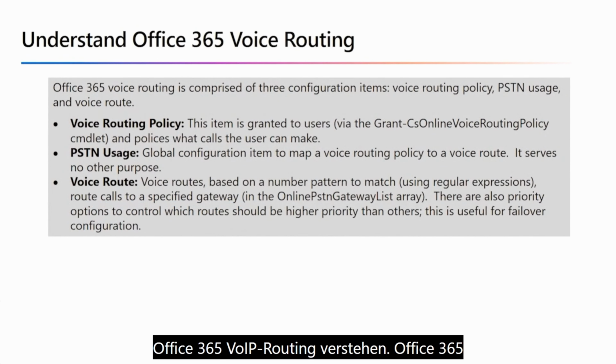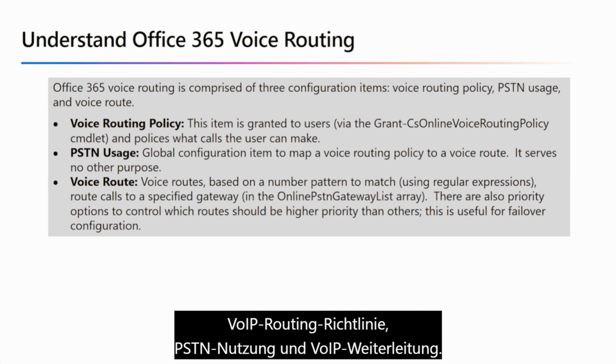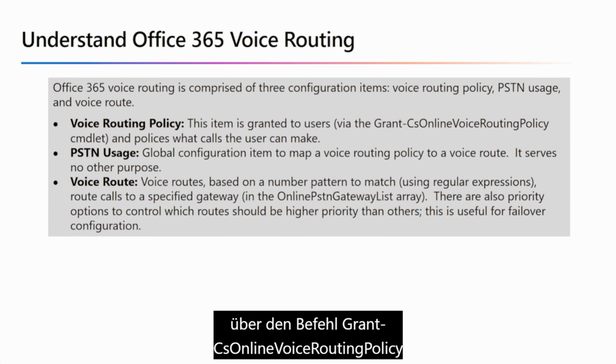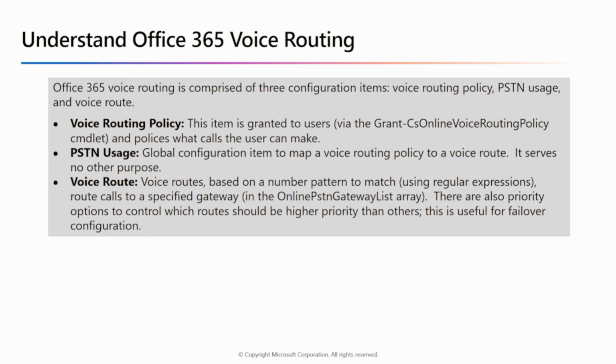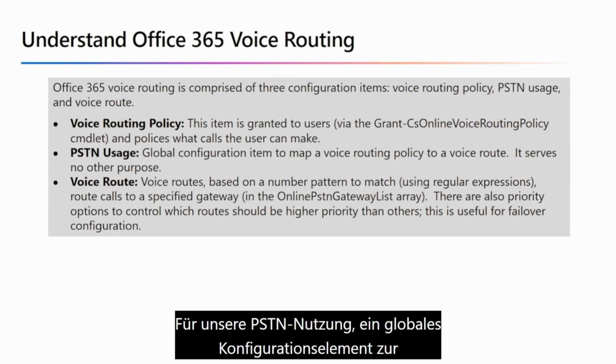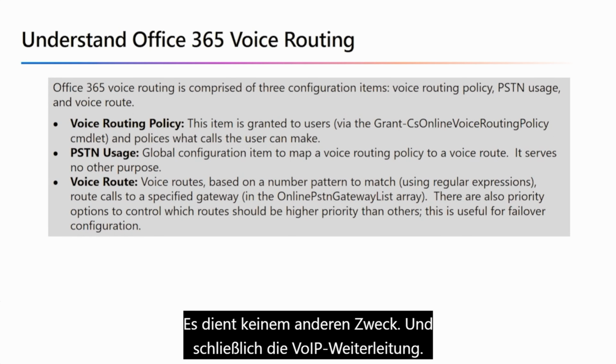Understanding Office 365 voice routing. Office 365 voice routing is comprised of three configuration items: voice routing policy, PSTN usage, and voice route. Voice routing policy. This item is granted to users via the Grant-CsOnlineVoiceRoutingPolicy command and determines what calls the user can make. PSTN usage is a global configuration item to map a voice routing policy to a voice route. It serves no other purpose.